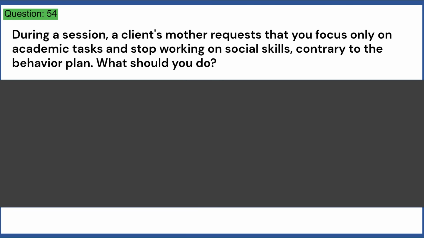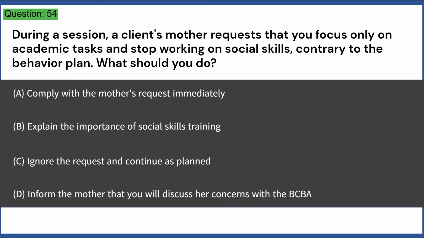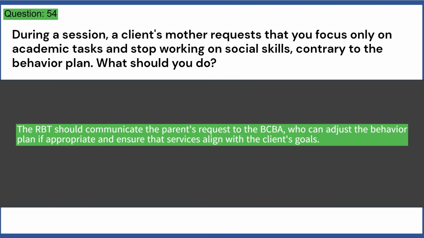During a session, a client's mother requests that you focus only on academic tasks and stop working on social skills, contrary to the behavior plan. What should you do? A. Comply with the mother's request immediately. B. Explain the importance of social skills training. C. Ignore the request and continue as planned. D. Inform the mother that you will discuss her concerns with the BCBA. Answer D. The RBT should communicate the parent's request to the BCBA, who can adjust the behavior plan if appropriate and ensure that services align with the client's goals.